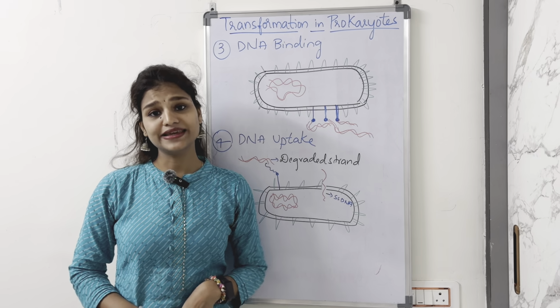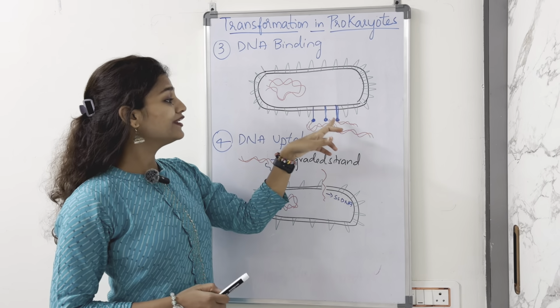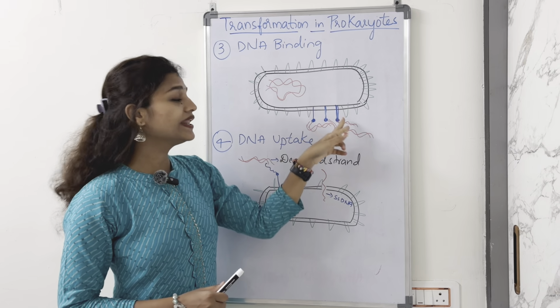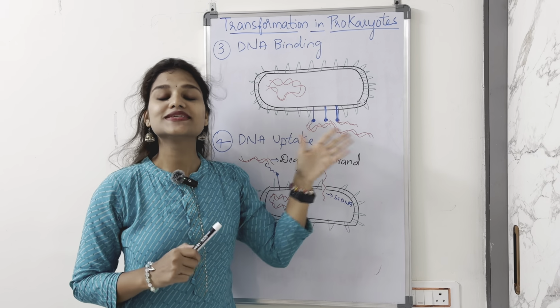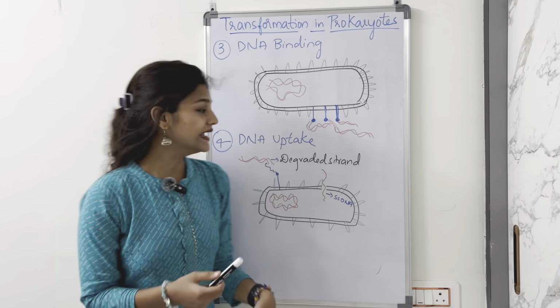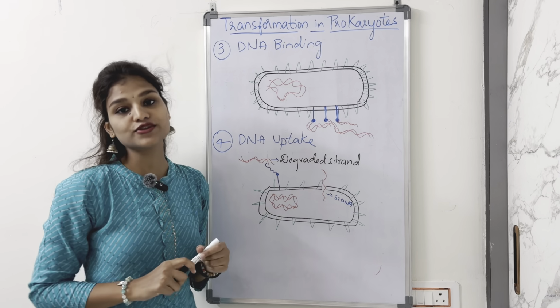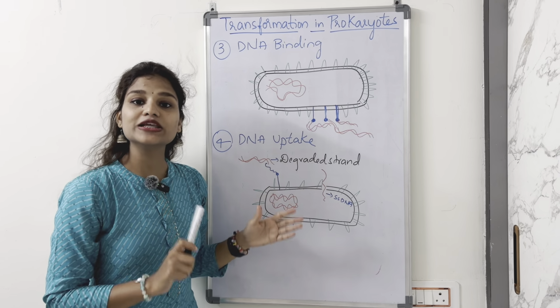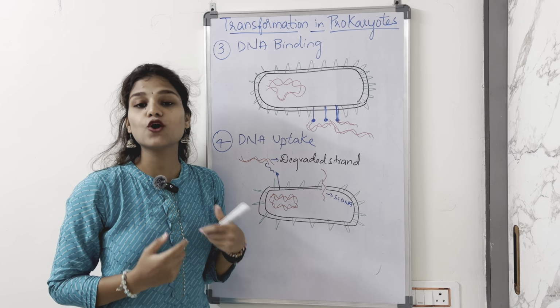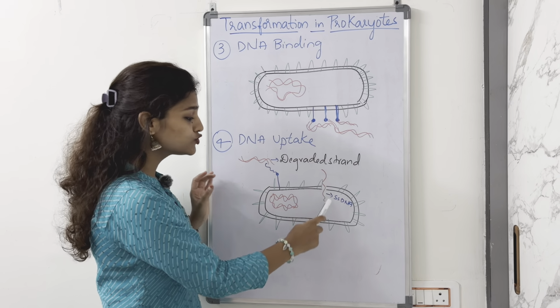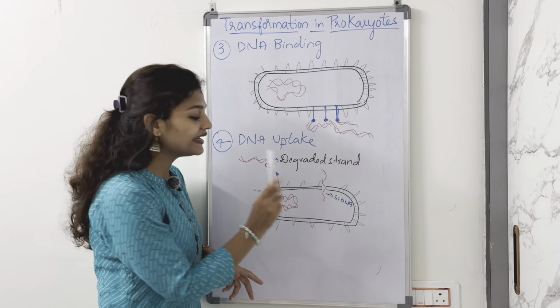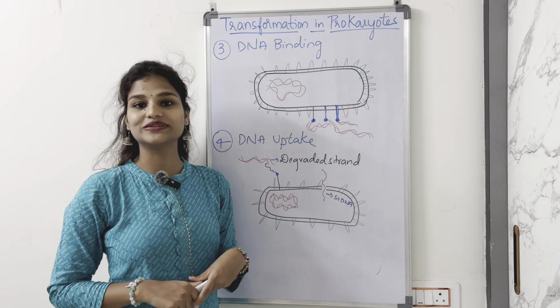The third step is DNA binding, where the naked DNA binds to the DNA receptors present on the cell surface of the competent cells. Later, the fourth step is DNA uptake, where among the two strands of the DNA, one strand is degraded by enzymes called nucleases. The other strand crosses the cell membrane and enters the cytoplasm of the competent cell.